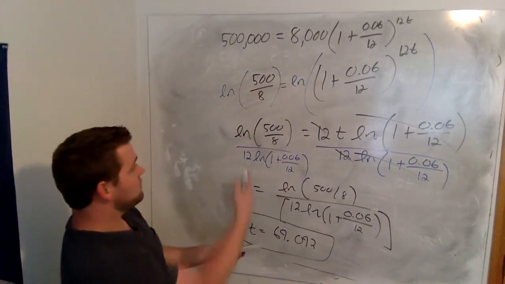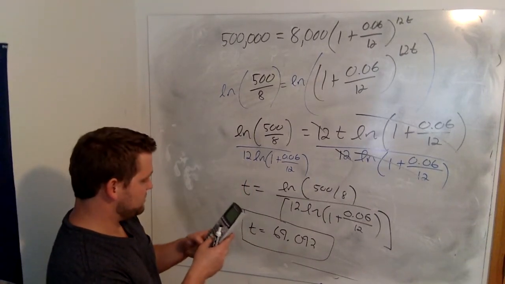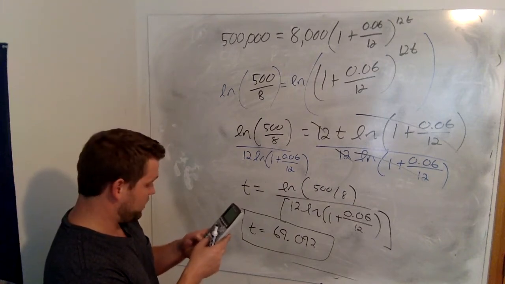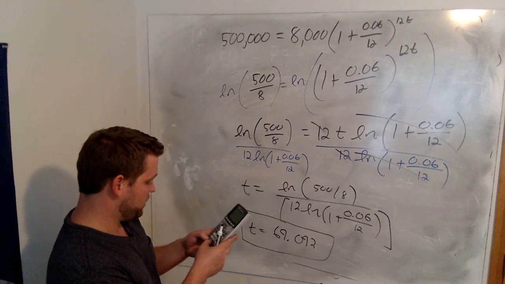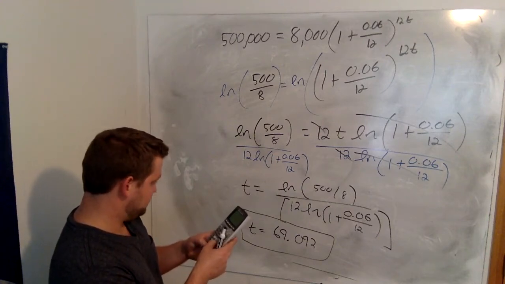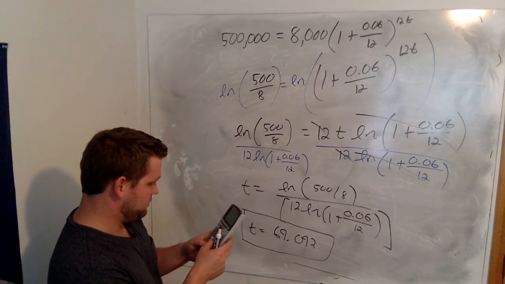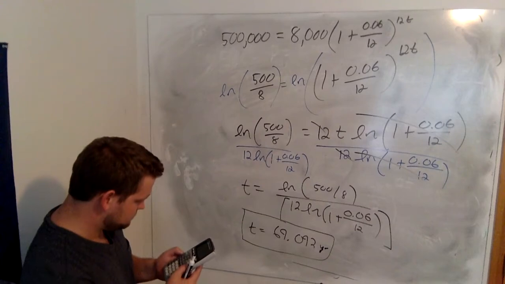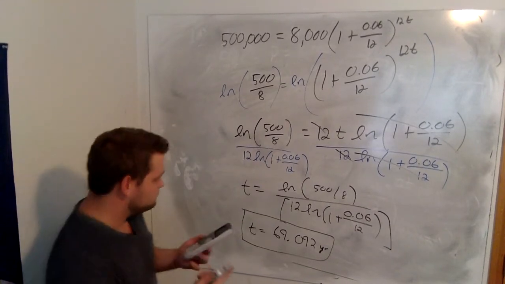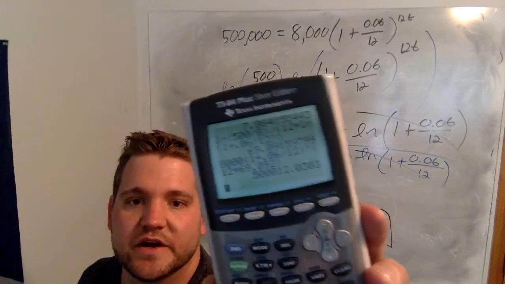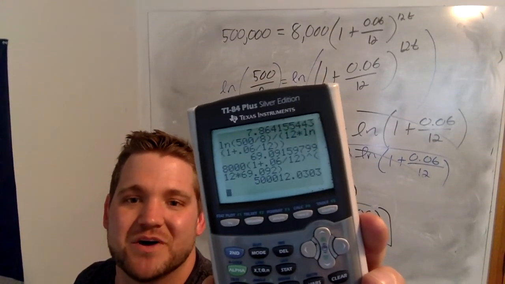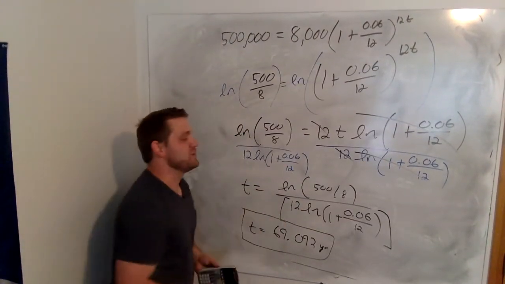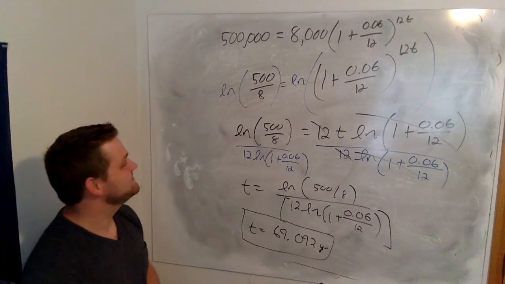What's a great way to check our answer? Let's plug it in. If we have 8,000 times 1 plus 0.06 divided by 12 to the power of, put parentheses, 12 times 69.092. I should put years here if we're thinking about units. Okay, and take a look. We're getting roughly $500,000 here. Of course, the error is coming from rounding, but this is roughly how long it'll take.